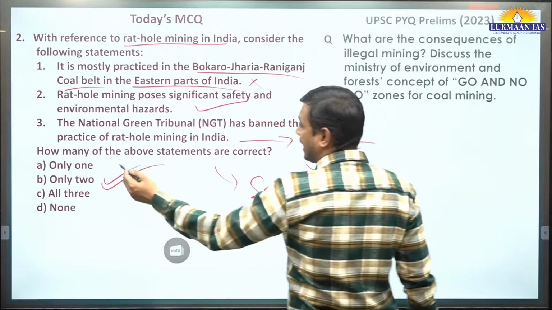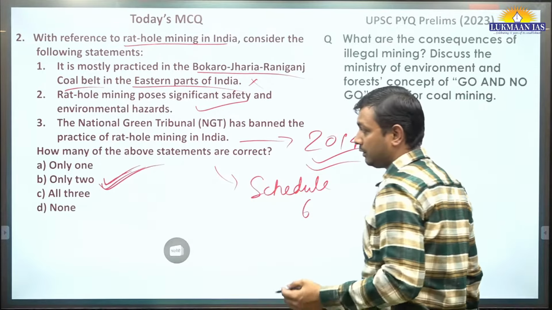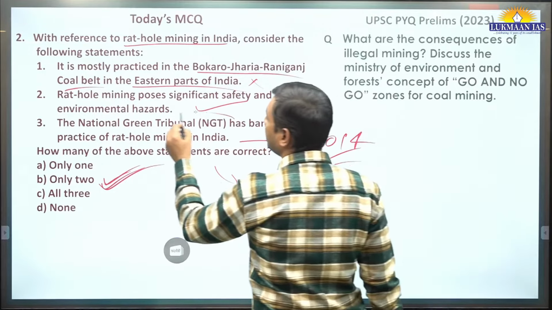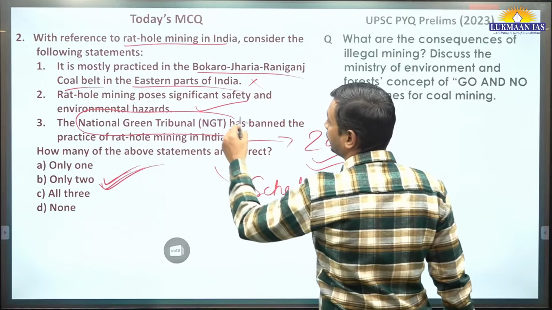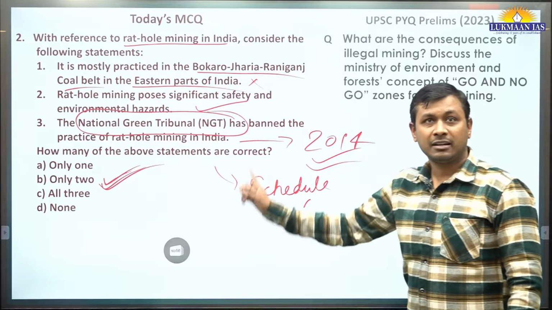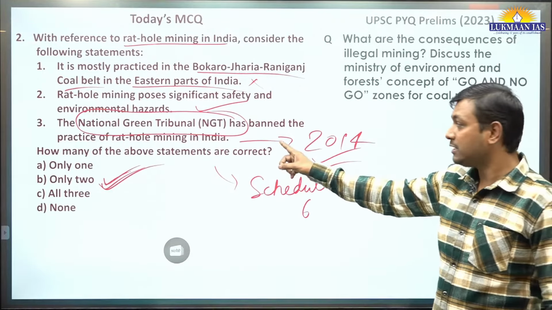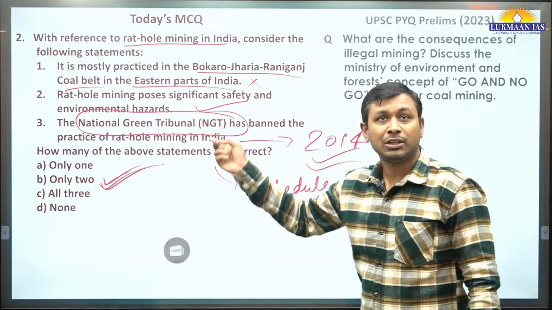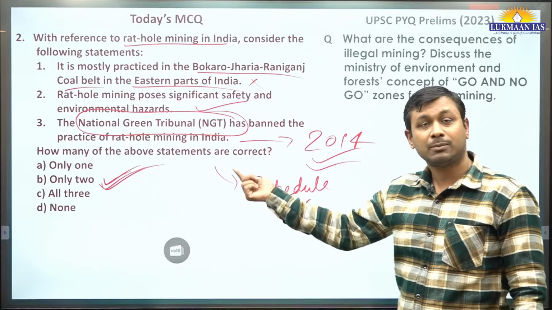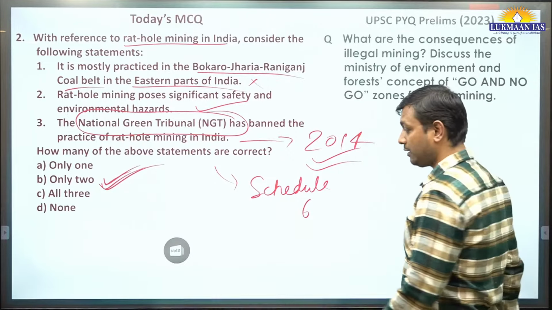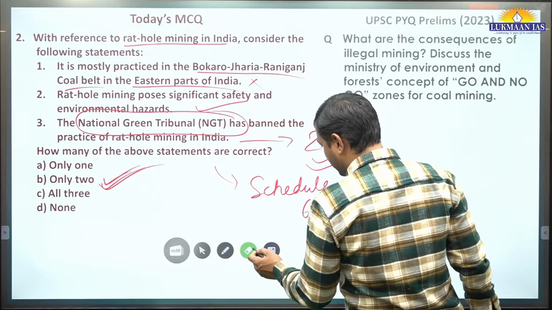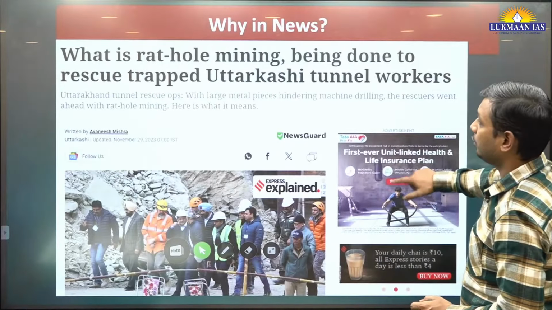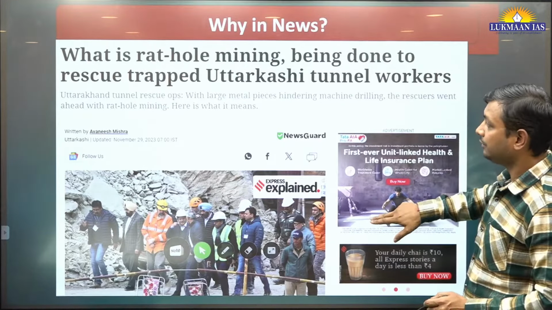Now as far as the answer is concerned, the two statements are correct. Here one body is there, the National Green Tribunal. You study about this body also, and the Silkyara tunnel which was recently in the news. You study about that tunnel also: where it is located, what its features are, everything about it. And what is rat hole mining.